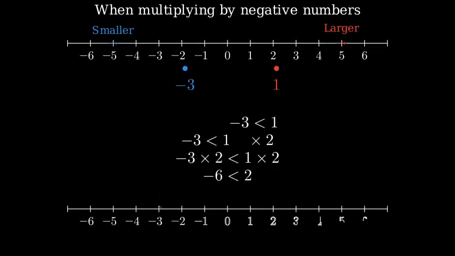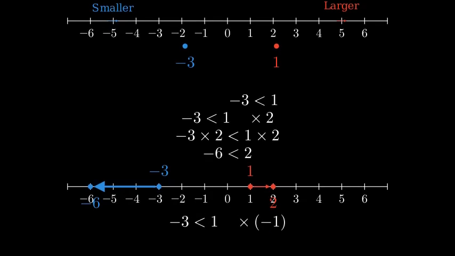Let's see this on the number line. When we multiply by +2, -3 moves to -6, and 1 moves to 2. The order remains the same. -6 is still to the left of 2 on the number line. But what happens when we multiply both sides by a negative number?